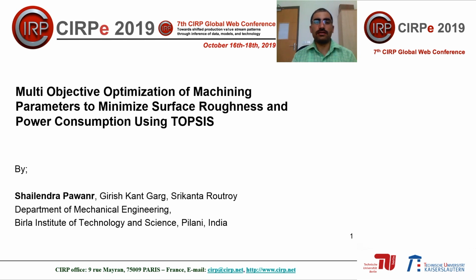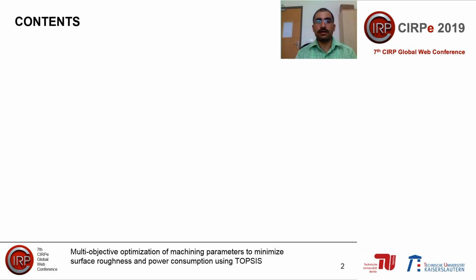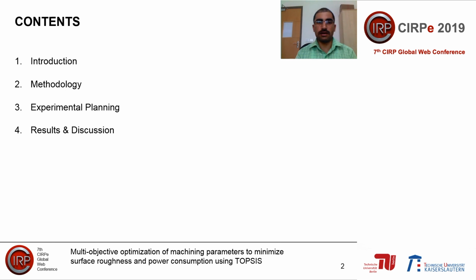Hello everyone, I am Pawanr from the Department of Mechanical Engineering, Birla Institute of Technology and Science, Pilani, India. First of all, I would like to thank the 7th CIRP Global Web Conference Organizing Committee for selecting our paper for presentation. The title of my presentation is Multi-Objective Optimization of Machining Parameters to Minimize Surface Roughness and Power Consumption using TOPSIS. The contents of my presentation are Introduction, Methodology, Experimental Planning, Result and Discussion, and finally concluding remarks.